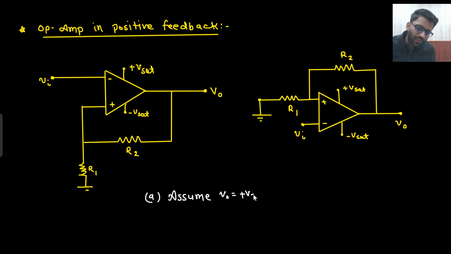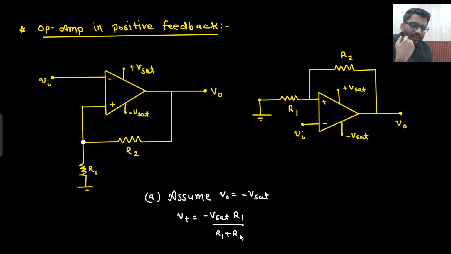V naught is equal to plus Vset. Okay, let's start with minus Vset this time. There is no reason, I am just assuming any output. Let's start with minus Vset this time. So what will happen? What will come here? What will be your V positive? V positive will be minus Vset into R1 divided by R1 plus R2.